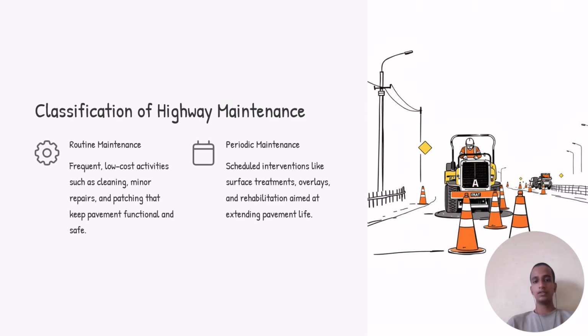And periodic maintenance is done over a longer time. It is scheduled interventions like overlaying the surface, generally at intervals of 6 months, 1 year, or generally more, like 2 years, 4 years, a longer duration of time.